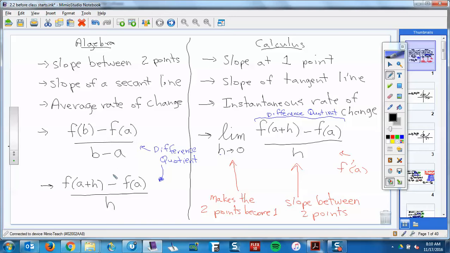These two are just different notation, right? And then the run is the h, right? So it's rise over run. So when we get to calculus, then we want to do instantaneous rate of change, which is the slope at 1 point, which is the slope of the tangent line. And then what we do is we just take the slope between the 2 points, and then we make the 2 points become 1 by letting h approach 0.